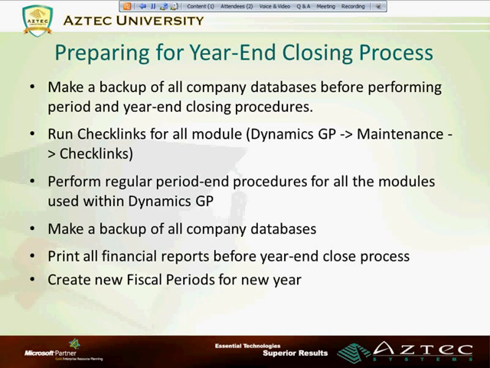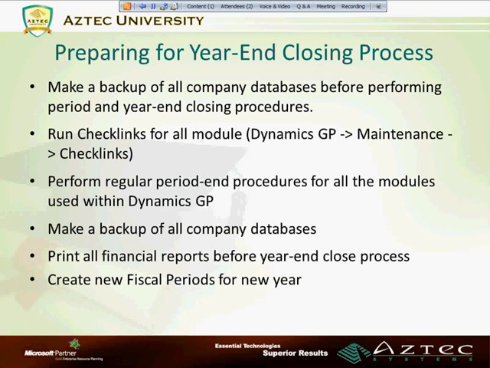Another recommendation is making sure that your data is clean by going in and running check links for all your modules. For any of those modules that you're doing year-end close for, you might have orphan records sitting out there, possibly bad batches that are lingering, or POs where the header and line item details are not linked up. Running check links will help make sure that your data is a little bit cleaner. So again, it's a really good thing to do while you're getting ready for your year-end close process.